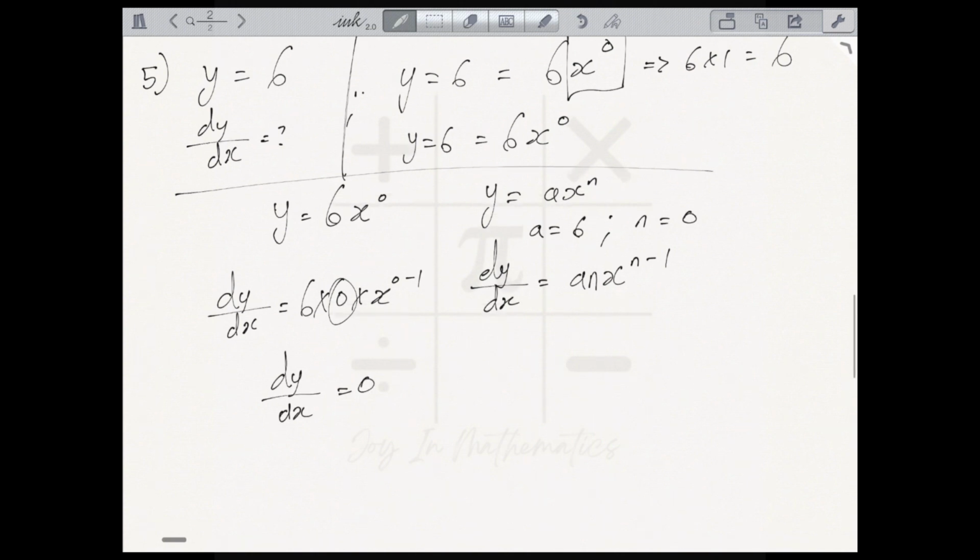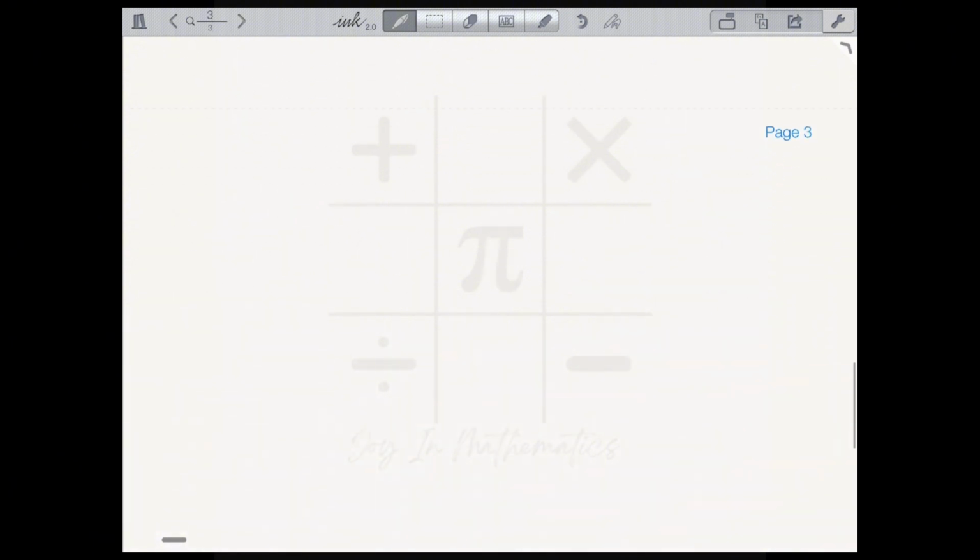Now, this brings us to a law that if y is equal to a constant, which can be any number from minus infinity to infinity, then dy/dx is equal to 0. Let's take another example.